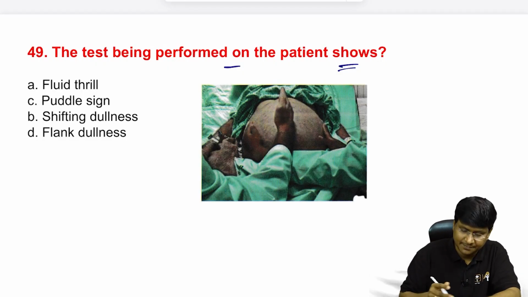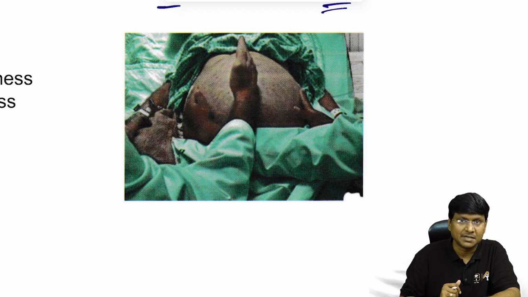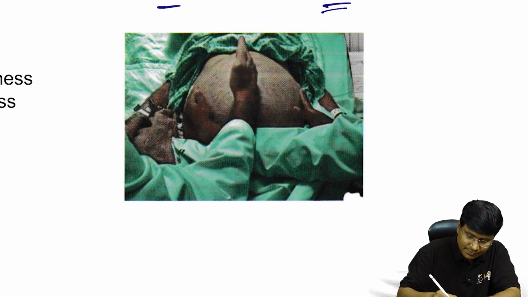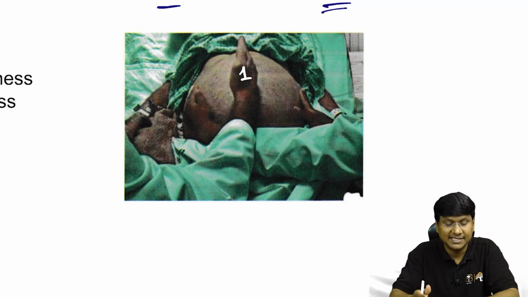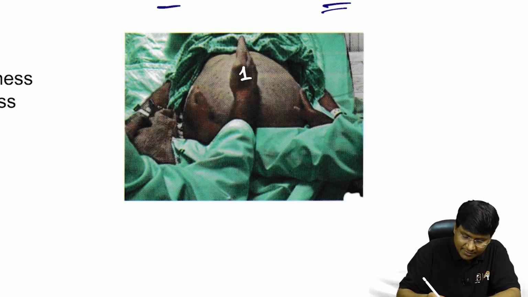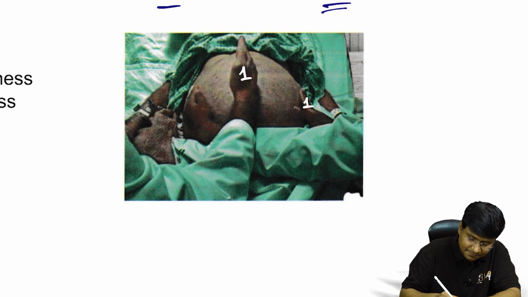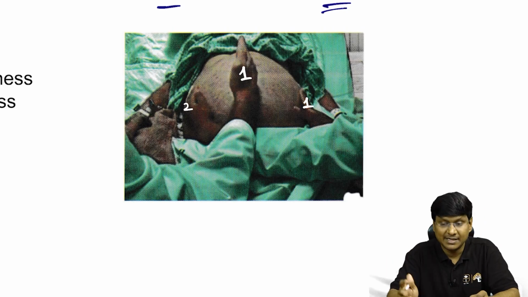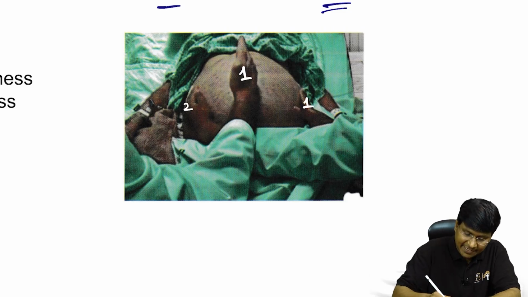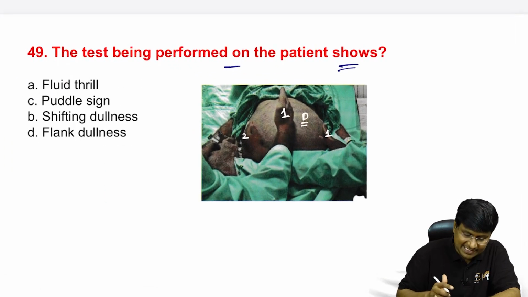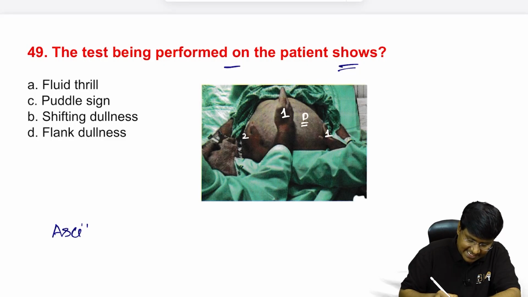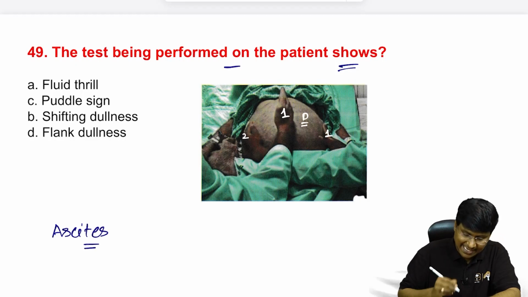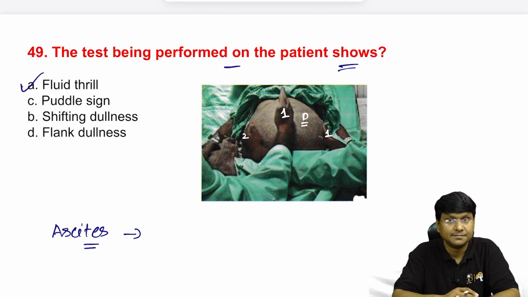Now, if you observe very closely, two examiners are performing this test, right? One examiner has placed the hand in the center of the abdomen, and the other examiner, by using the two hands, is applying a tap over the flank. And the abdomen is distended. So what exactly is this? This is a patient who is having ascites, and the test that is being done is the fluid thrill.